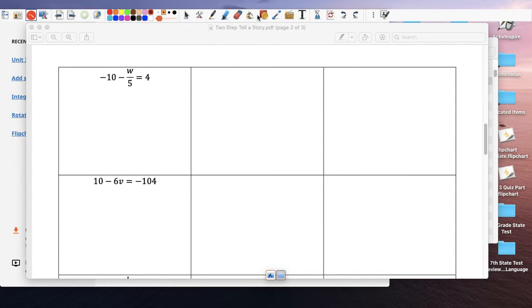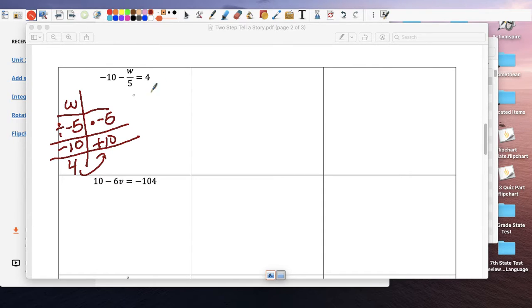Story, check, and solve. So for here, what's my variable? It's W. And it's being divided by, and over here we're going to write -5. Okay? And then -10 equals 4. Opposite of -10 is +10, the inverse operation. And divide by -5, the opposite, the inverse operation is multiplied by -5.